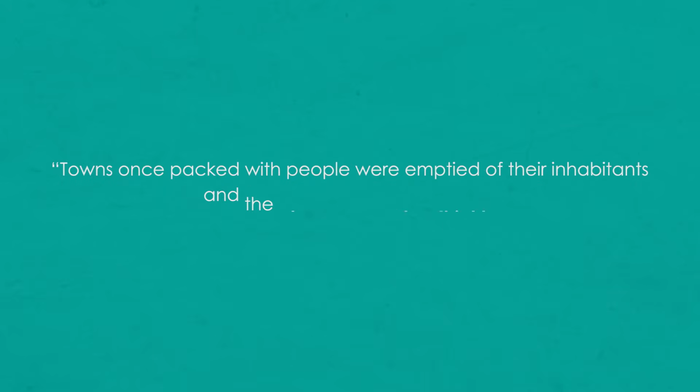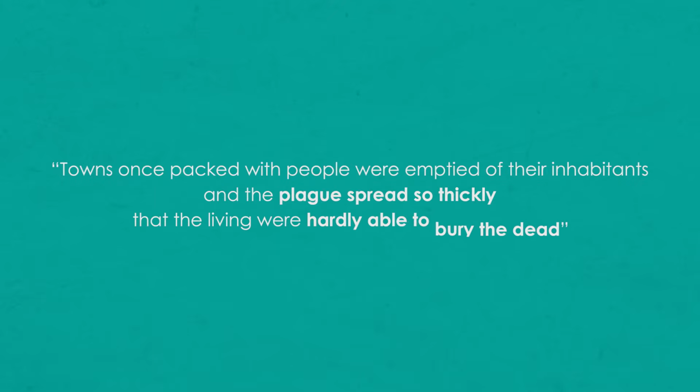What caused the Peasants Revolt? One explanation is the long-term impact of the Black Death, a deadly plague carried by rats that arrived in England in 1348 and killed up to half the population. Towns once packed with people were emptied of their inhabitants, and the plague spread so thickly that the living were hardly able to bury the dead.